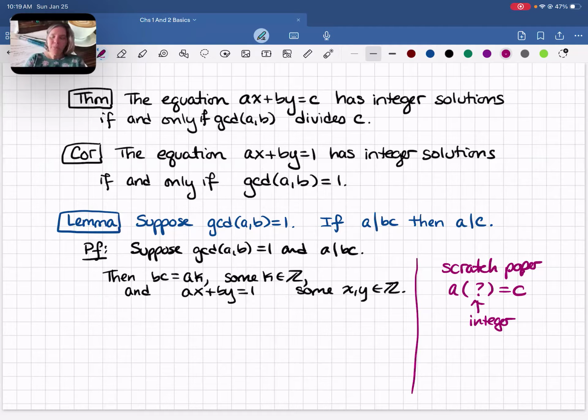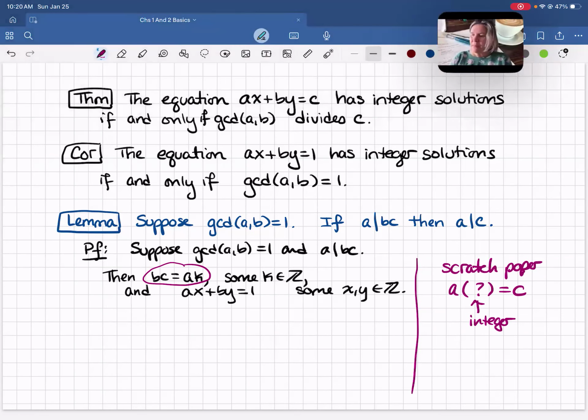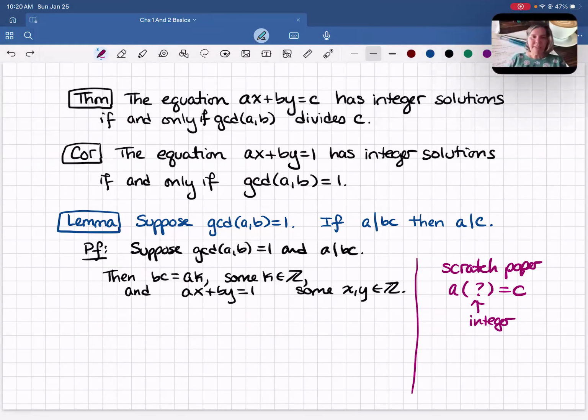Now, you might think, oh, well, why can't I just take this equation right here and divide by b? Then I would have c is equal to a times k divided by b. But I don't know if k divided by b is an integer. In general, we want to avoid division because when you divide, you don't know if you still have an integer. So I can't just divide.